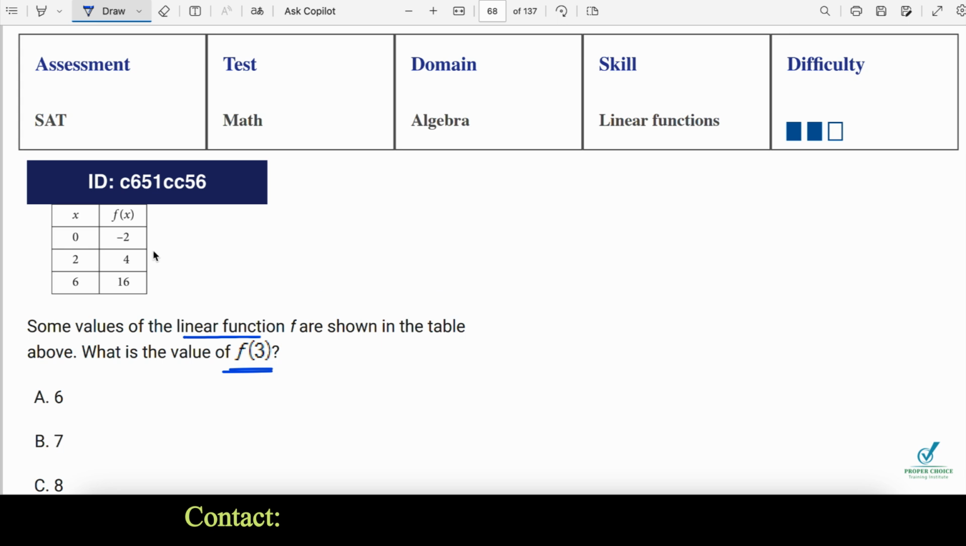For such a function, you need to find the slope. First, create an equation for it, which is in the form y equals mx plus b, or we can say f of x equals mx plus b. So what would be the b? b is the y-intercept, the point where the value of x is 0. When x is 0, the f of x value is negative 2. So the b value here is negative 2.